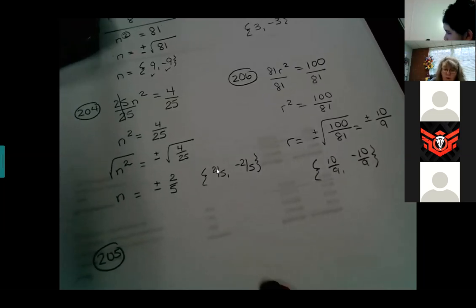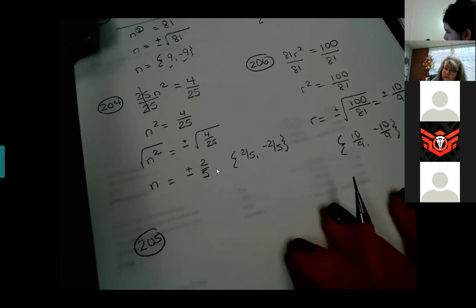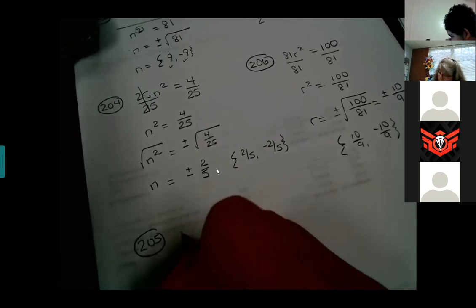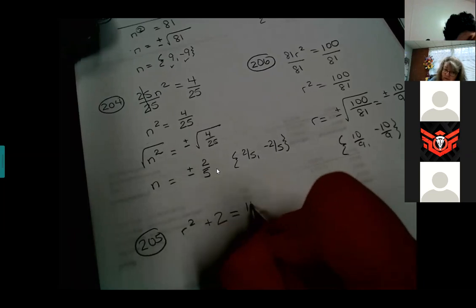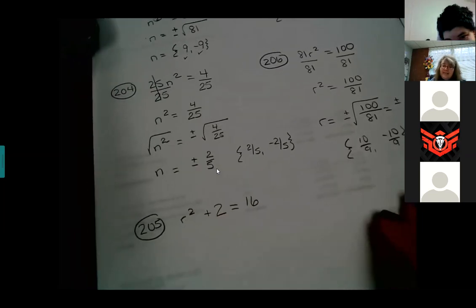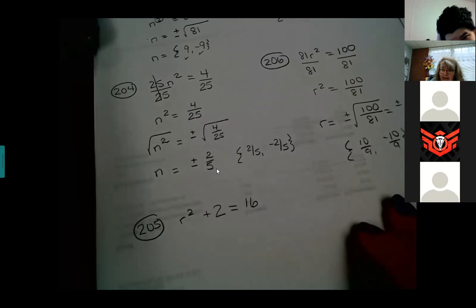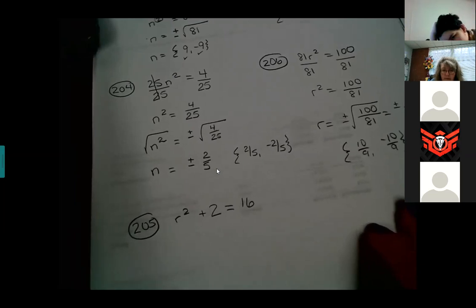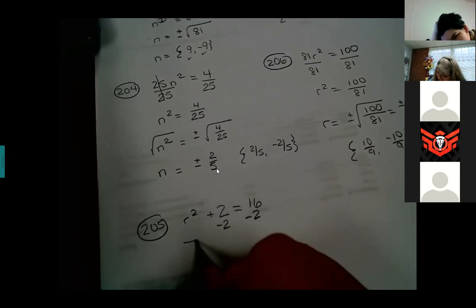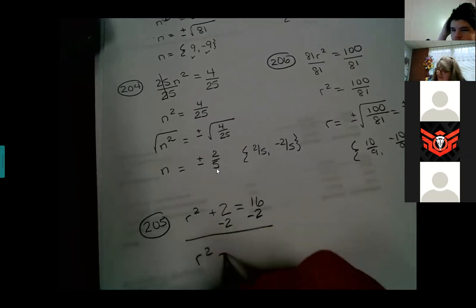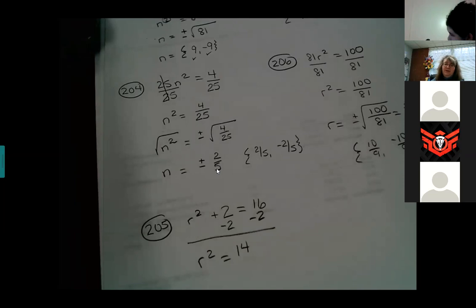All right, 205 is what we're going to do next. Y'all, I do not want a decimal answer. I want my answer to have an exact square root. Anybody have any ideas on how you do 205? The square root of 14 doesn't break down, so do you just leave it as the positive and negative square root of 14? Absolutely you do, Chloe.